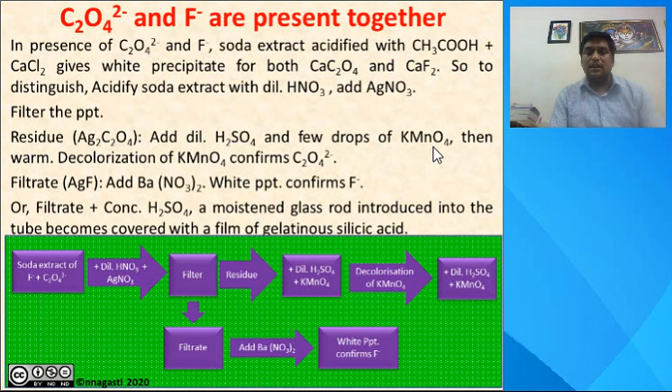Take the filtrate, add barium nitrate into it. If we get a white precipitate of barium fluoride, then fluoride is confirmed.